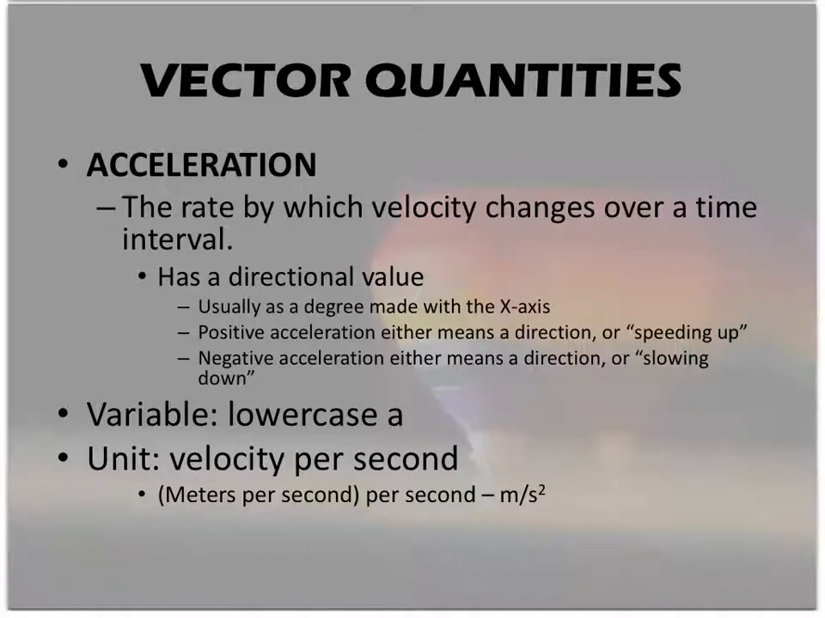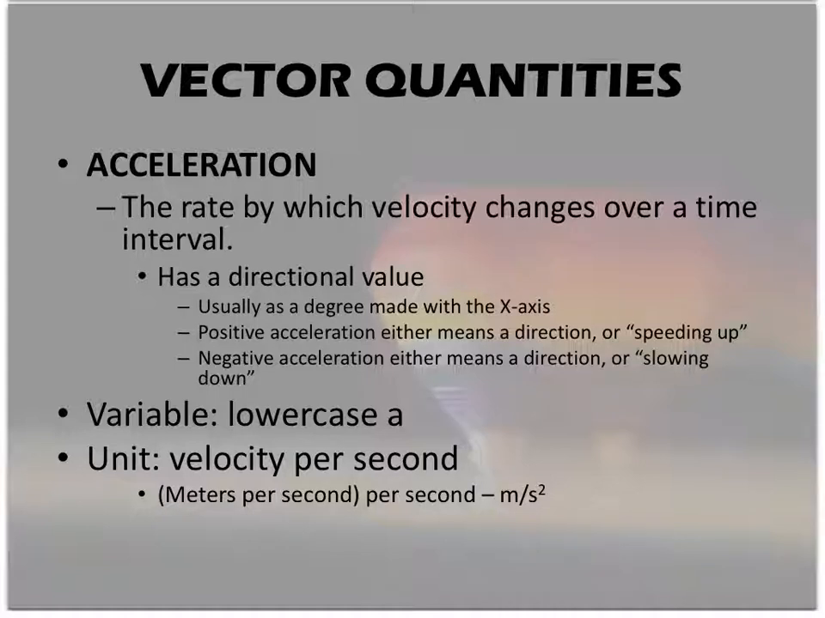The next variable we'll be using is acceleration. Acceleration is the rate at which velocity changes over time. So if you think about it, it's the rate at which the rate of displacement changing is changing, which is kind of confusing. But we see it a lot of times in our cars as picking up speed or slowing down. It has a directional value, usually as a degree made with the x-axis, and it also has a positive and negative value to it.